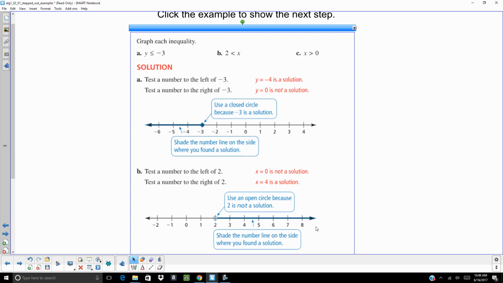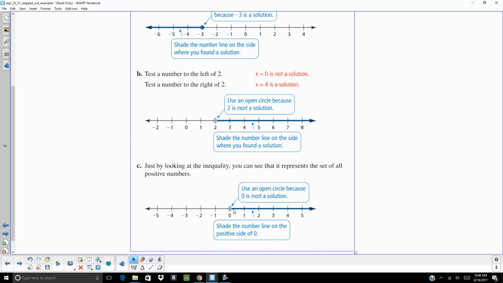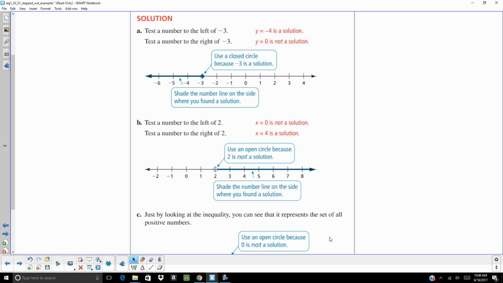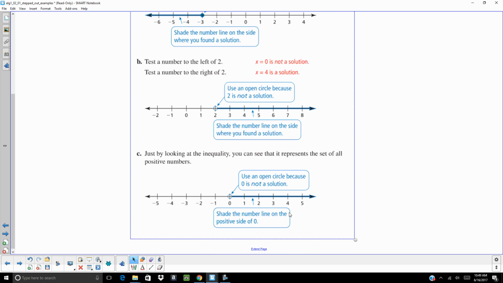On C, we've got x is greater than 0. Well, it just has to be all numbers bigger than 0. And it's an open solution because 0 is not part of the solution. It starts at 0, but it's not x is greater than or equal to 0. X is greater than 0. So 0 is technically not part of the solution.